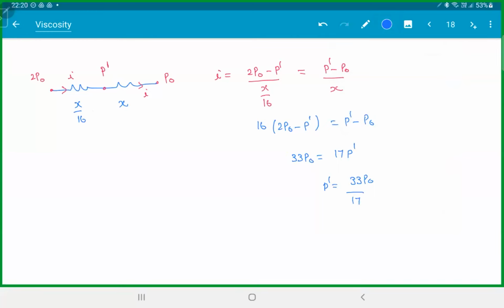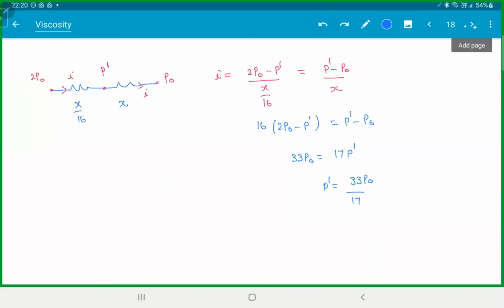Clear? Understood what we did? We found that the current in this should be equal to the current in this because they're in series, obviously. We did the same thing in heat transfer also. Next one.